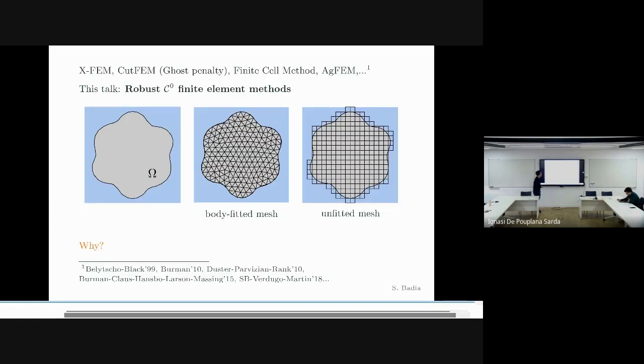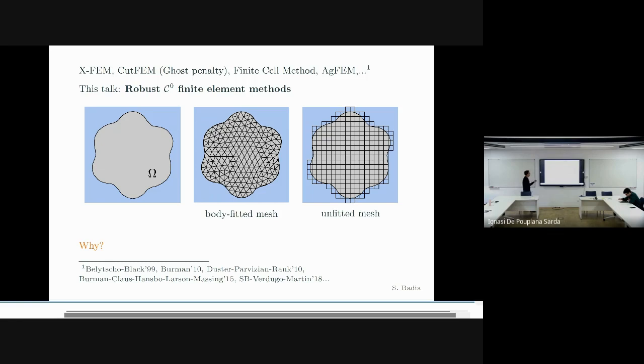Okay. So just very simple. Here I'm going to be interested in unfitted finite element methods that are C0 continuous, okay? Standard nodal Lagrangian finite elements. And there are so many names to talk about this kind of algorithms. They have so many names. I'm not going to get into that.